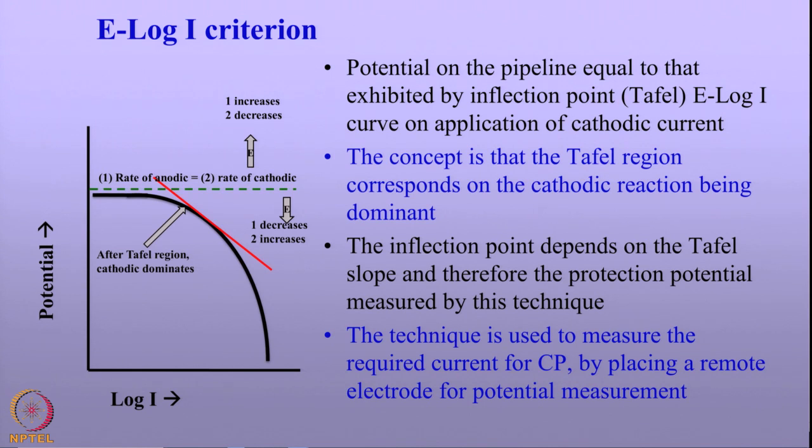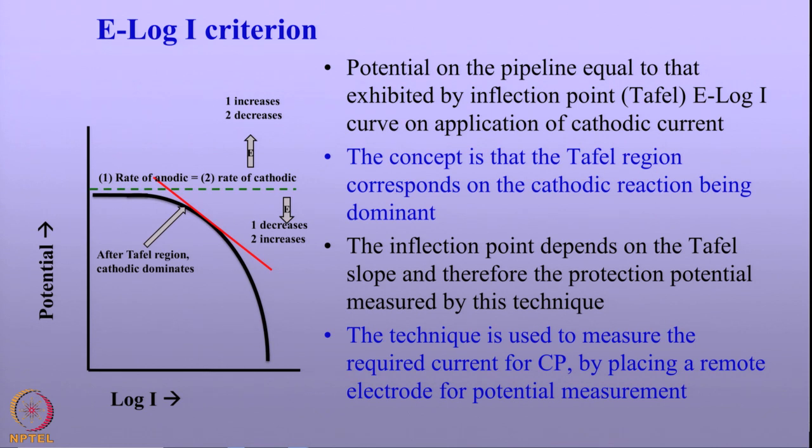The last criteria that we would like to discuss is based on potential versus log I plots. This actually is a polarization plot of the structures. What I have shown here is the line, this corresponds to the natural potential of the structure. And at the natural potential, you know that the rate of the anodic reaction is equal to the rate of the cathodic reaction taking place.